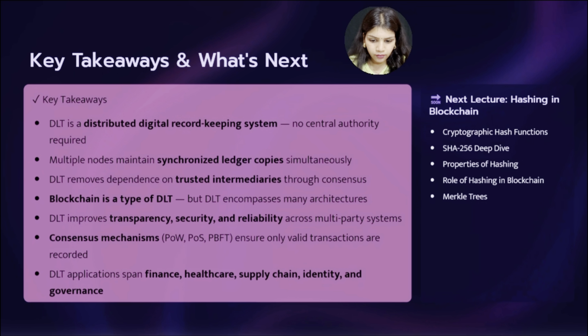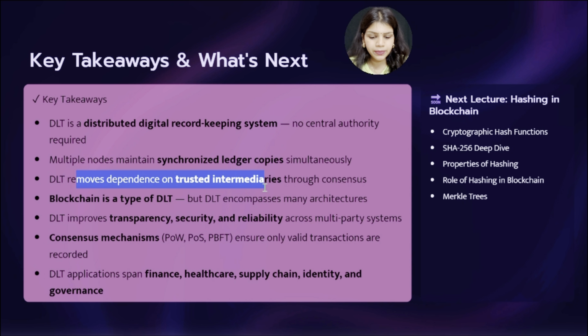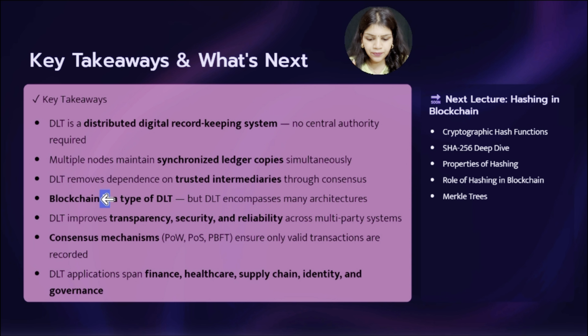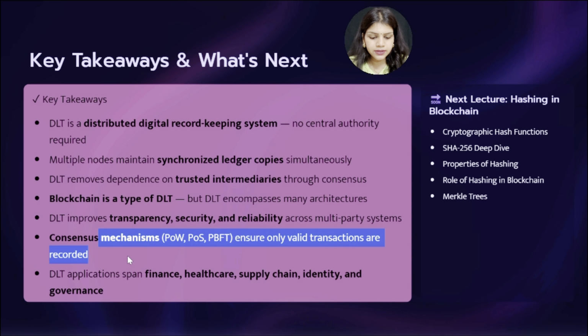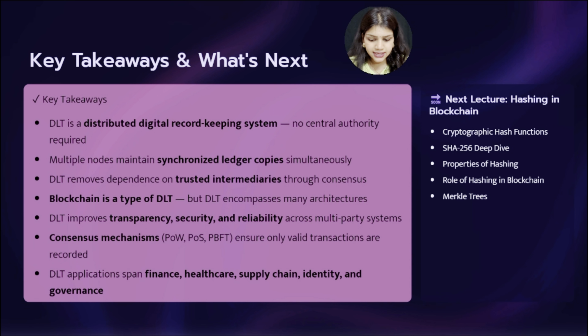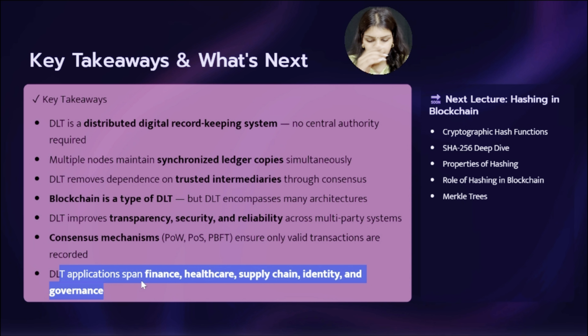Okay. So the takeaways: DLT is a distributed digital record keeping system. No central authority is required, and multiple nodes maintain synchronized ledger copies. Okay. DLT removes dependency on trusted intermediaries. Blockchain is a type of DLT. Okay. And DLT improves transparency, security and reliability. Consensus mechanisms ensure only valid transactions are recorded. Okay. DLT applications span finance, healthcare, supply chain, identity, and governance.